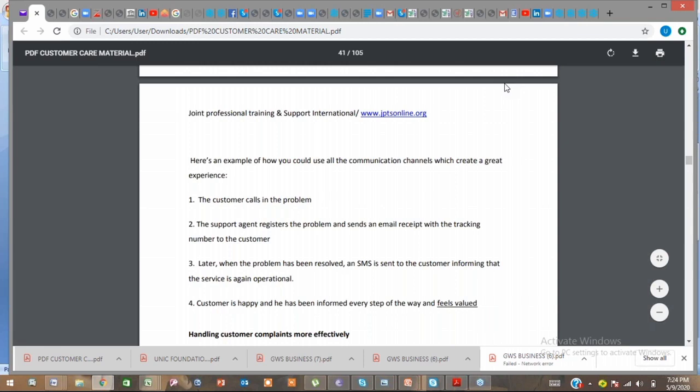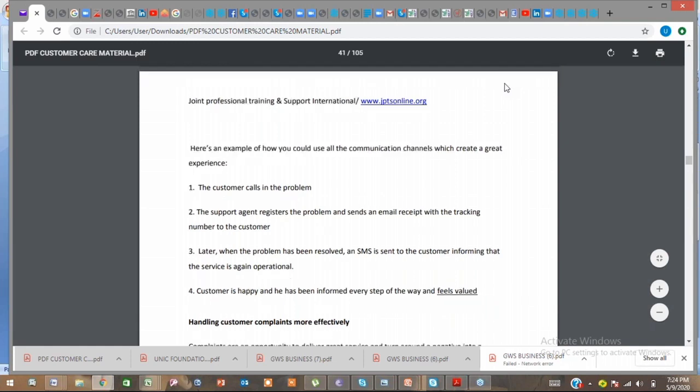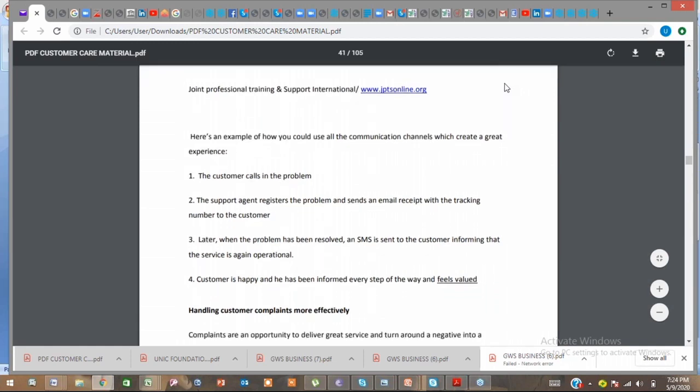Later, when the problem has been resolved, an SMS is sent to the customer informing the customer the service is again operational. The customer is happy as he or she is informed and knows. So this is a very good step. Customer complains by calling, you register the problem, you send a mail to resolve it, and you inform the customer it's been resolved.